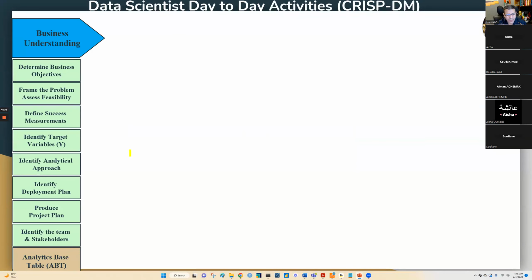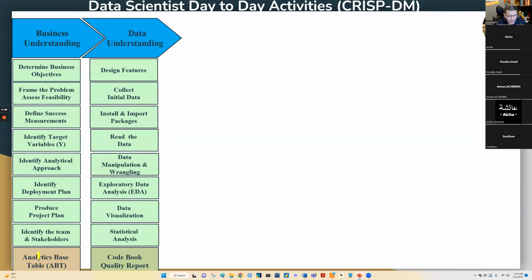Then second, once we have the ABT ready, we are going to transform the ABT and design the features. We need to collect as much data as we can. We are going to read the data into whatever tools we are using. Once the data is ready for investigation, we try to manipulate part of it or all of it, try to wrangle it. We'll apply some methods to help us understand the data better.